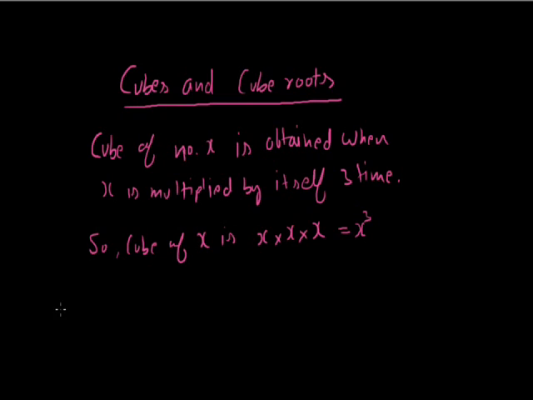So for example, the cube of 7 is, we have to multiply 7 3 times, 7 into 7 into 7, that is 343. So the cube of 7 is 343.